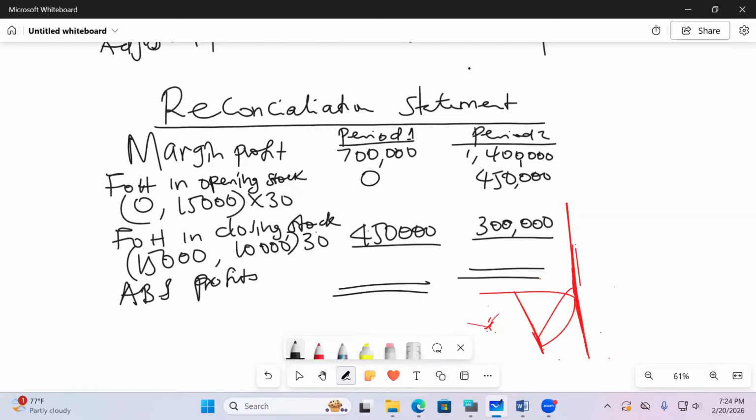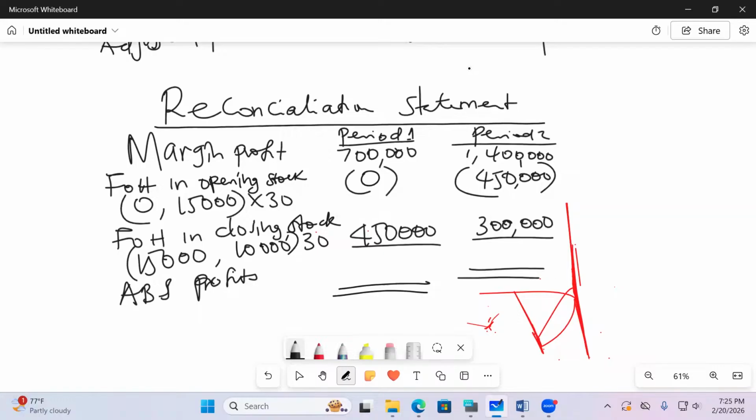Now, please listen. Whenever you're doing reconciliation, opening stock values shall always be subtracted and closing stock values shall always be added. Write this somewhere in your mother tongue: when you're doing reconciliations, subtract opening and add the closing. And remember, ABS stands for absorption profits.